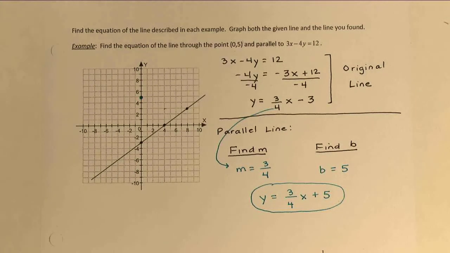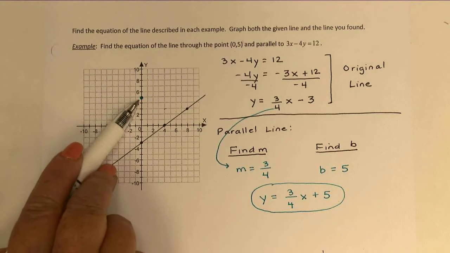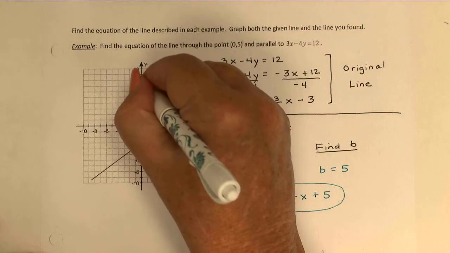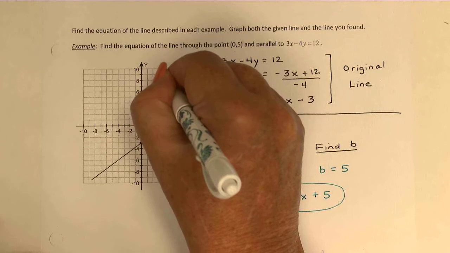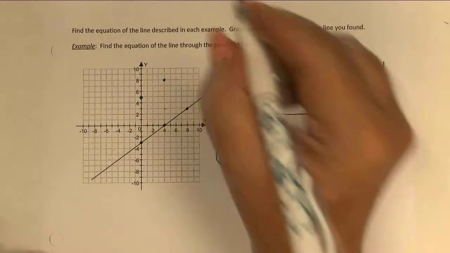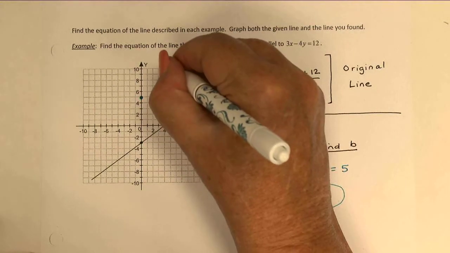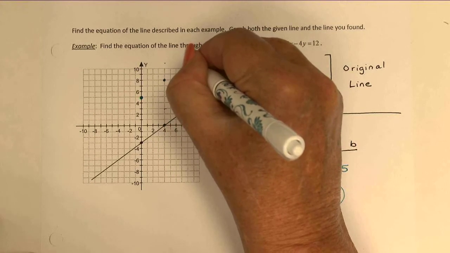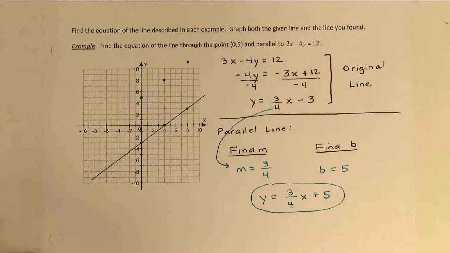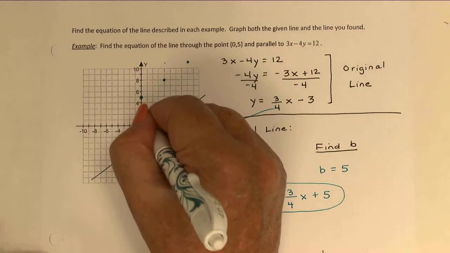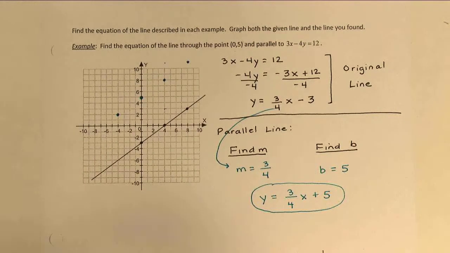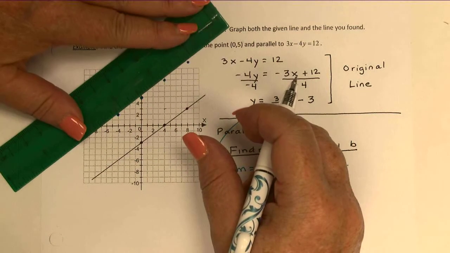We can graph that one as well. We already have the b value 5 plotted. And if I go ahead and use my slope of 3/4, I go up 3 and over 4. I'm going to run out of space a little bit up here, but I can estimate up 3 and over 4 would be right about there. Or I could have also gone down and to the left, 3 and 4 this way, and that would also work. And there's my parallel line.